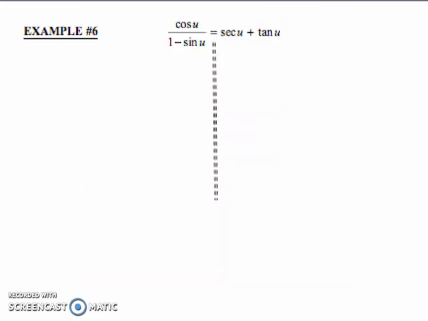Finally, we have example number 6, and in example number 6, I am going to work the left-hand side. I'm going to start by saying this one is probably the most challenging of all of the examples so far. So before I dive in, I really want to think about what I have and what I'm trying to get to. I'm going to pause here for a second and jot something down.